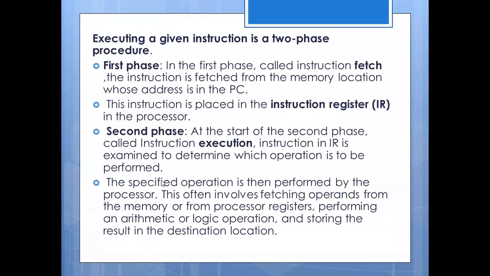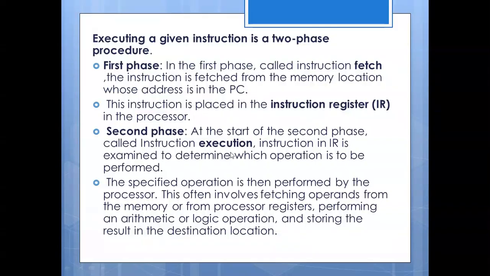We can execute the given instruction in two phases, a two-step procedure. In the first phase it will fetch, in the second phase it will execute. Fetching means the program counter fetches the instruction to be executed next. The instruction is fetched from the memory location whose address is in the program counter. The program counter has the list I plus 4, I plus 8, and from that memory location it will fetch. Then the instruction is placed in the instruction register IR. This is then executed, which is the second phase.